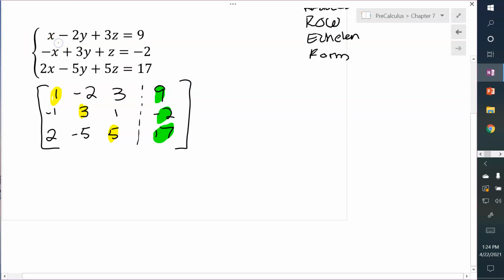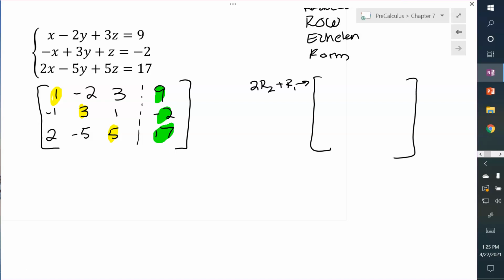So when I'm finished, I'm going to be in that form. So the first thing I'm going to do is 2 row 2 plus row 1. So 2 row 2 plus row 1. That's going to happen here. So here's my new matrix. And when I do that, I get 1, 0, 11, 23.